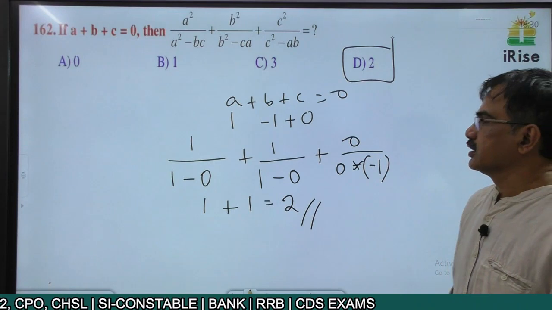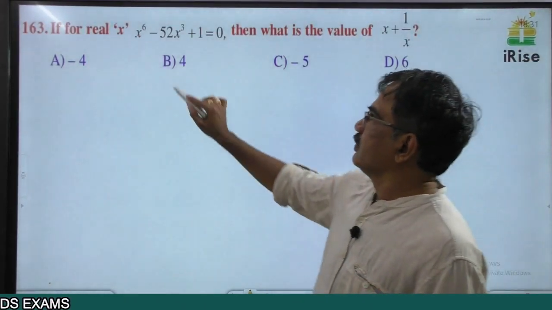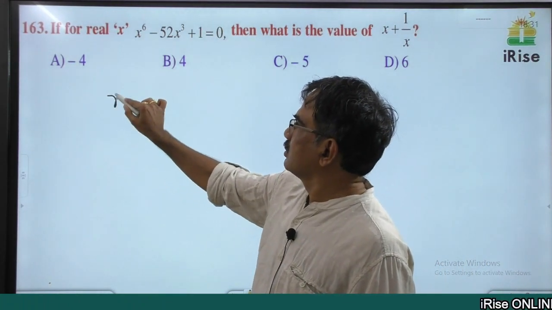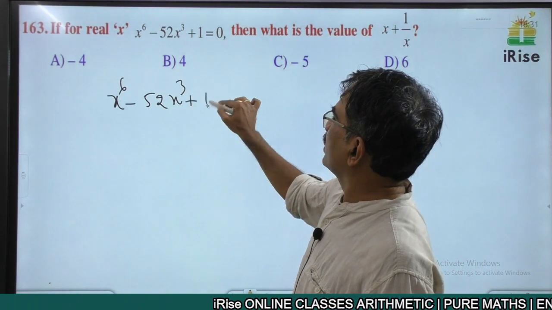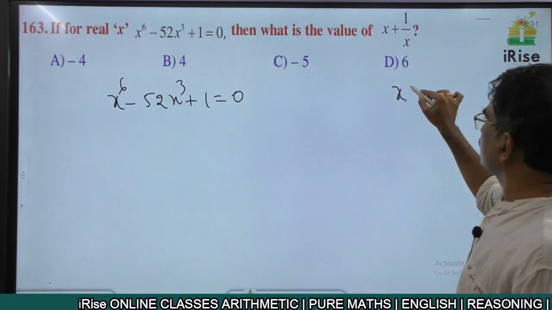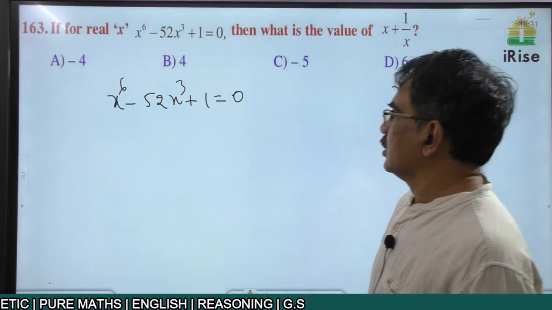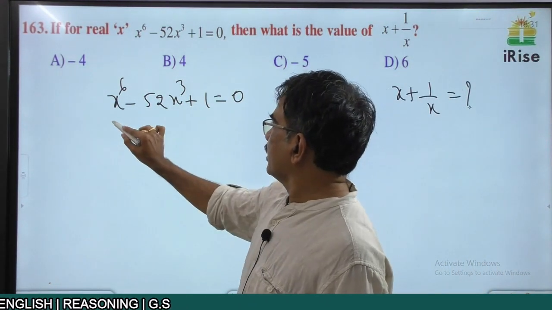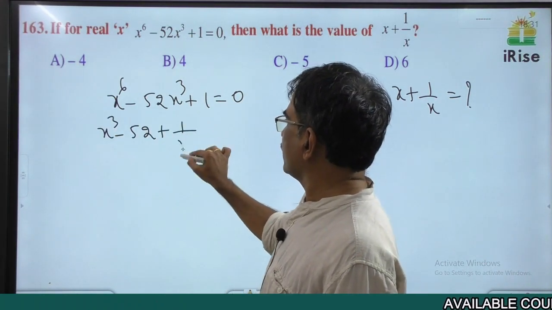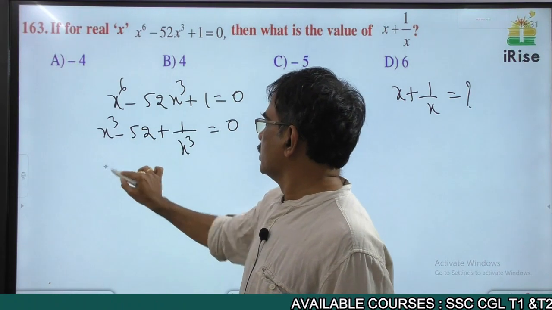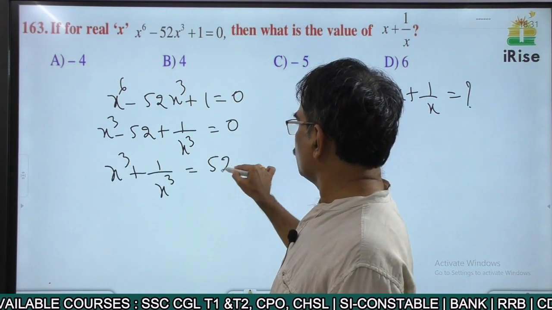Okay. Next question. If x power 6 minus 52x cube plus 1 is equal to 0, then what is x plus 1 by x? This is the question. So divide this equation by x cube, we get x cube minus 52 plus 1 by x cube is equal to 0. So x cube plus 1 by x cube is equal to 52.